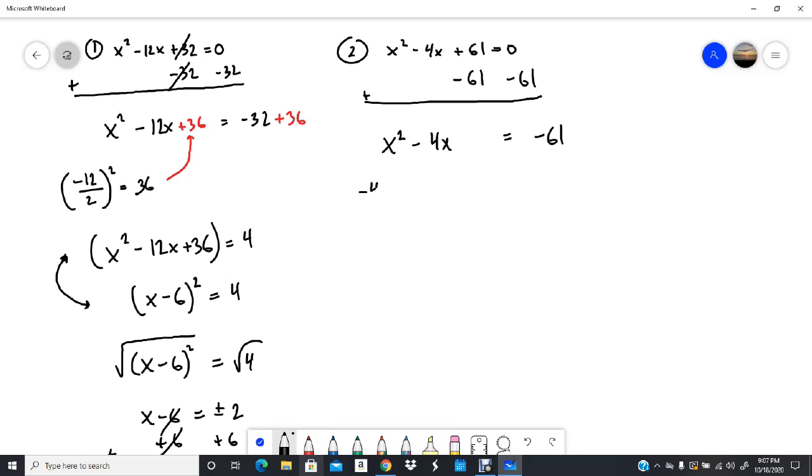We're going to take the negative 4, the b term, divide it by 2, and square it up. That would be negative 2, squared would be positive 4. So we take that 4, we plug it into there. This would be plus 4, and add a plus 4 to the other side, and this will turn out to be x squared minus 4x plus 4 equals negative 57.